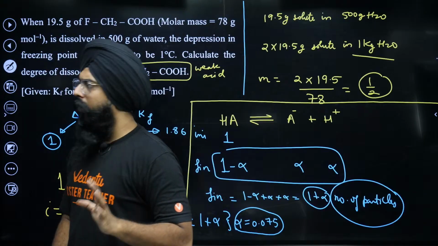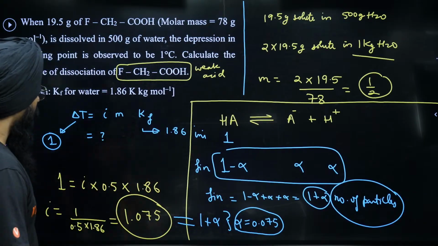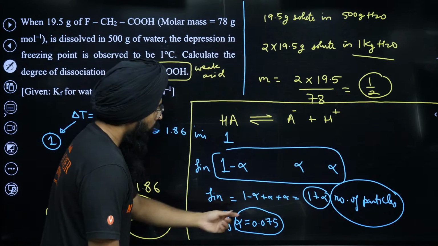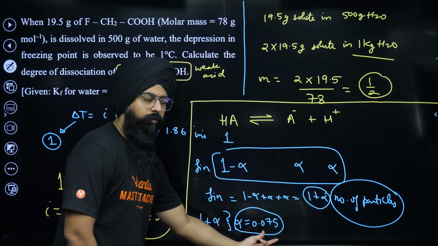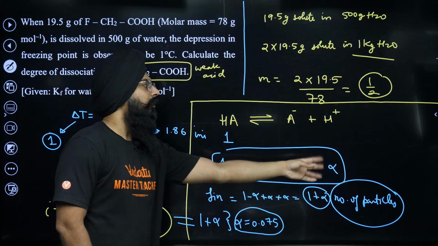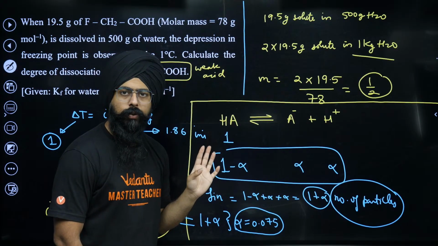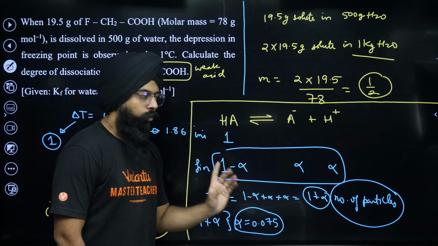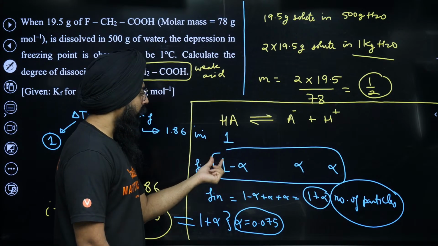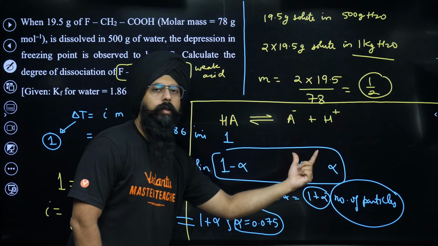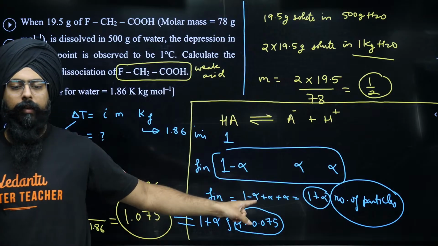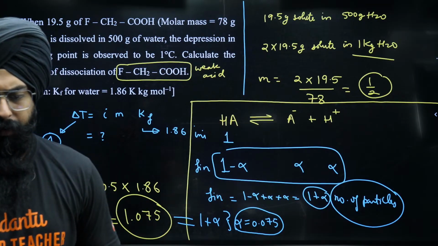So over here what has happened is that 0.075 of initial particles have undergone the reaction. So final particles are equal to 1 plus alpha in this particular case.